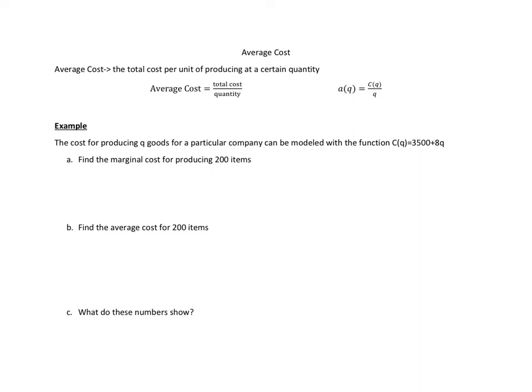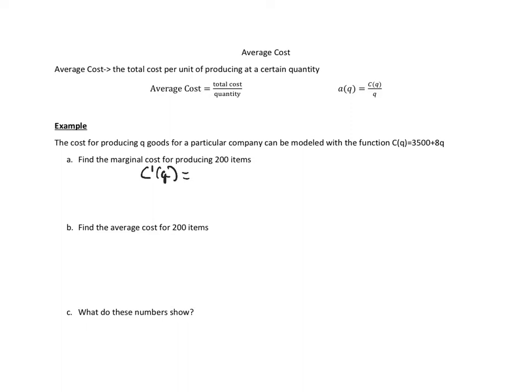In this example, the cost for producing Q goods for a particular company can be modeled with the function C of Q equals 3,500 plus 8Q. In part A, we want to find the marginal cost. That's different than the average cost. Remember, the marginal cost is the same thing as the derivative of the cost function. So what we really want to find for marginal cost is C prime of Q.